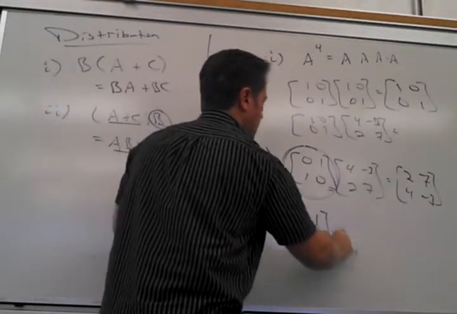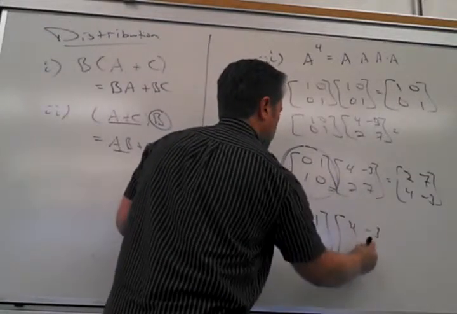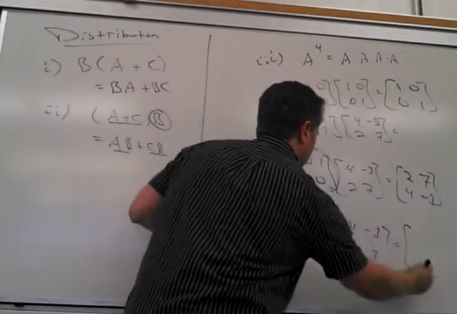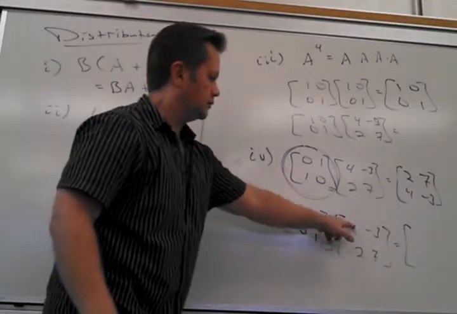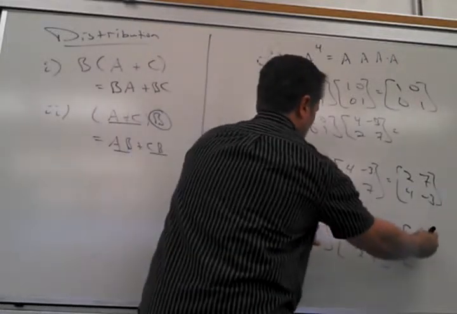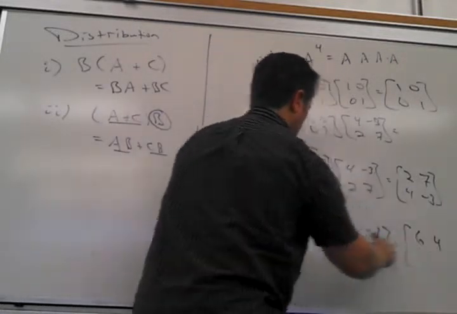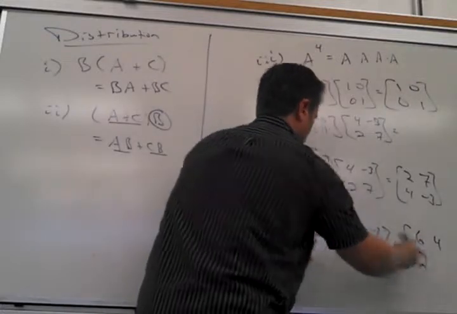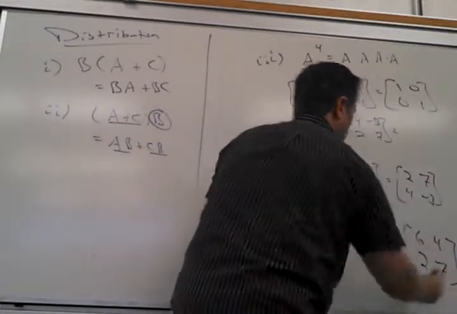So if I multiply that by 4, negative 3, 2, 7, let's first try it out. It looks like I should get the addition of those rows. And sure enough, you do. You get 4 plus 2, negative 3 plus 7, and then you get 2, 7.